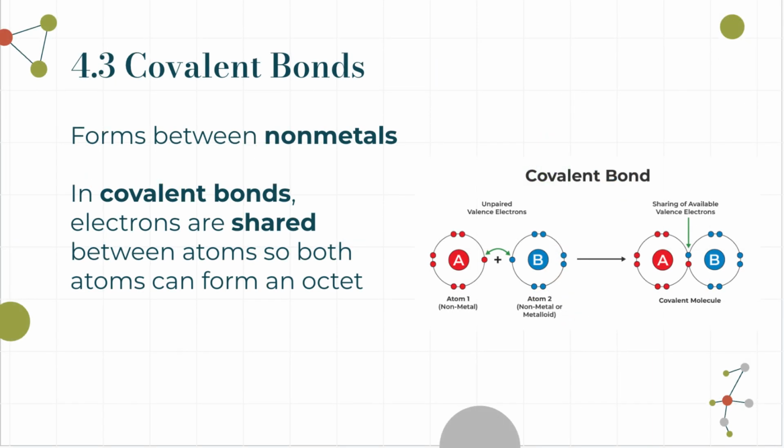Next up is 4.3 on covalent bonds. Covalent bonds are vital connections that form between nonmetals. In covalent bonding, electrons are not simply transferred, they are shared between atoms. This sharing allows both atoms involved in the bond to complete their outer electron shell, a configuration known as an octet, as discussed earlier. As you can see in the illustration of covalent bonds, atom A, a nonmetal, has unpaired valence electrons. Atom B, also a nonmetal, has unpaired valence electrons. The unpaired electrons from both atoms come together. Through this sharing, they form a stable covalent molecule.